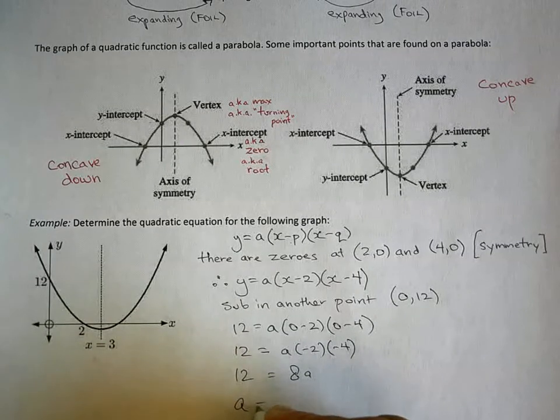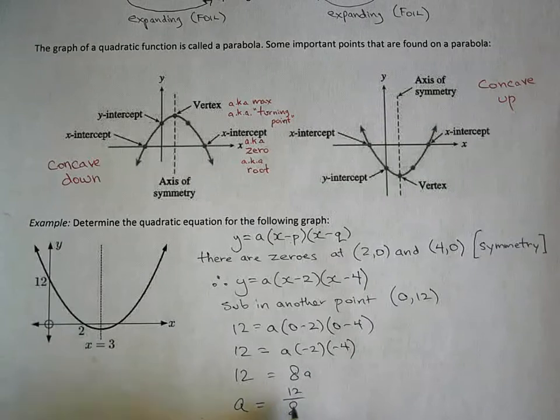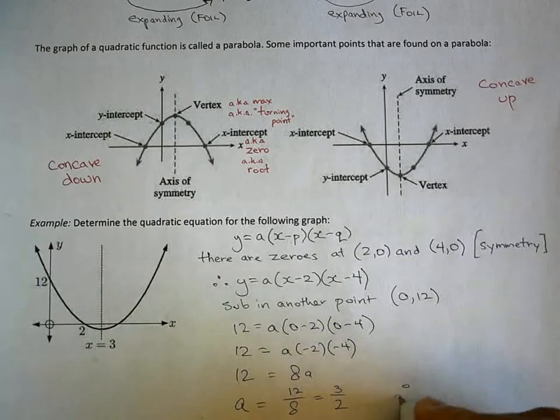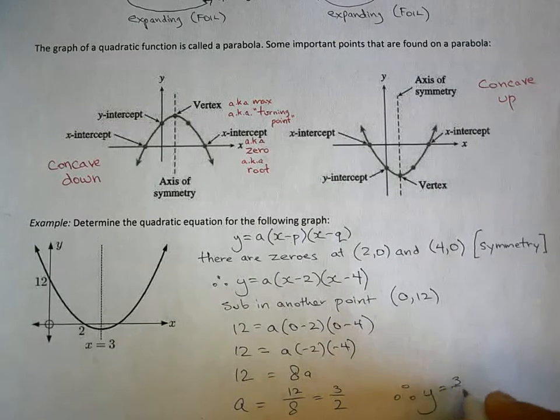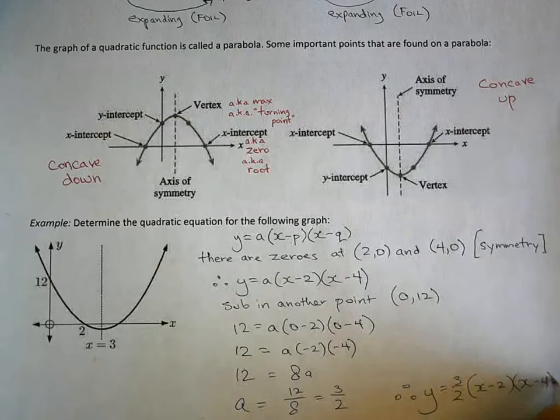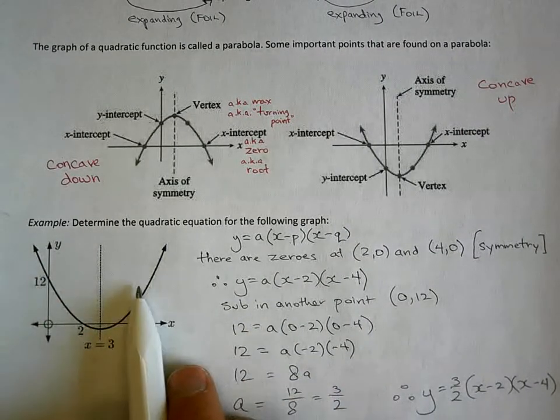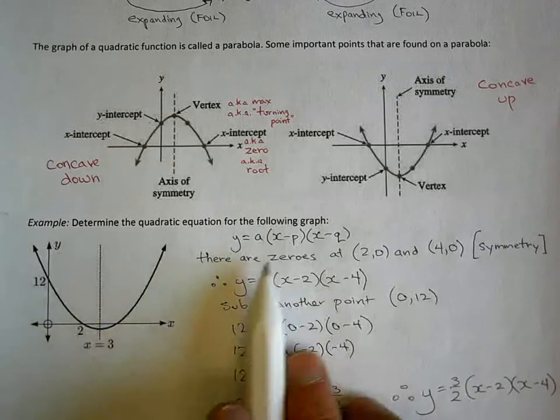So a is equal to 12 over 8. I can divide top and bottom by 4. That gives me 3 over 2. Therefore, y is equal to 3 over 2 (x minus 2)(x minus 4). So I was able to find the quadratic equation of this parabola using this strategy.